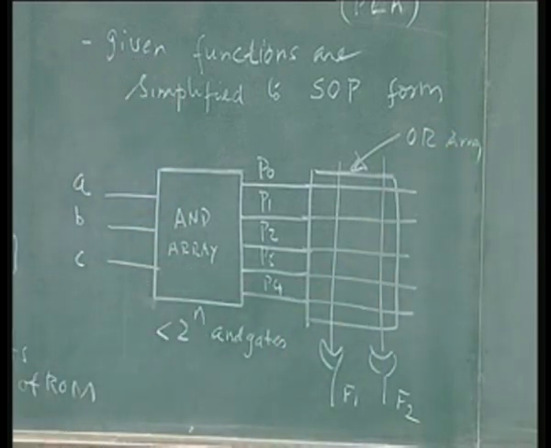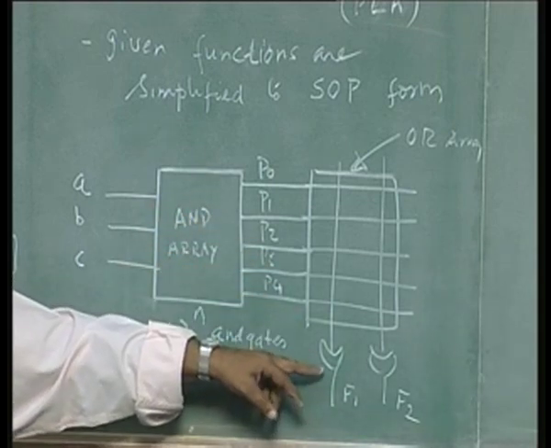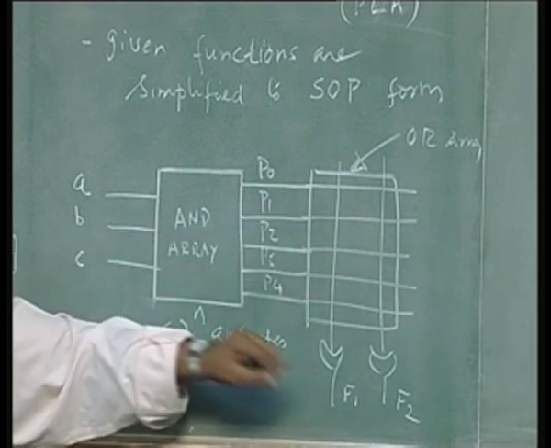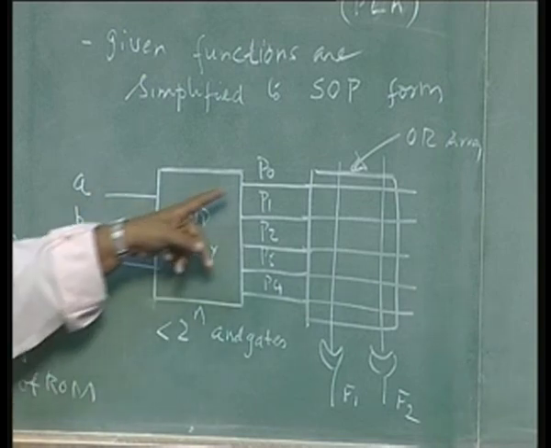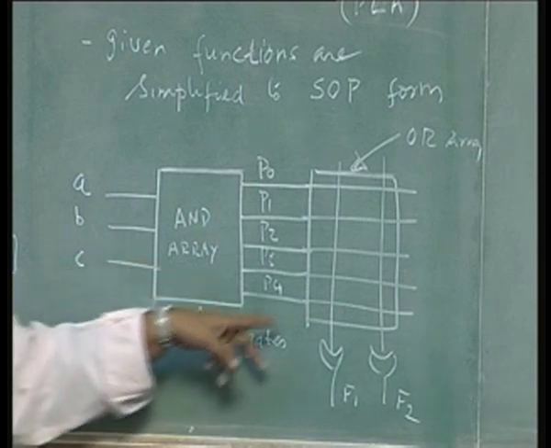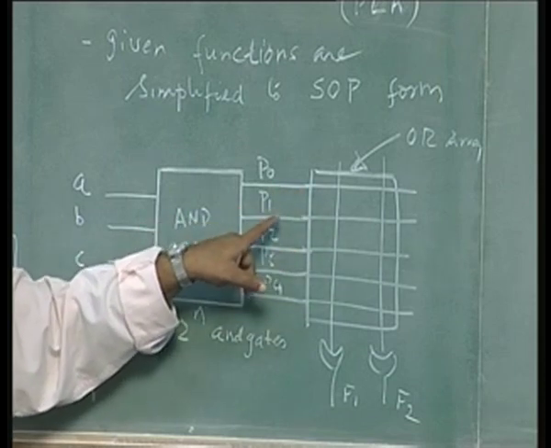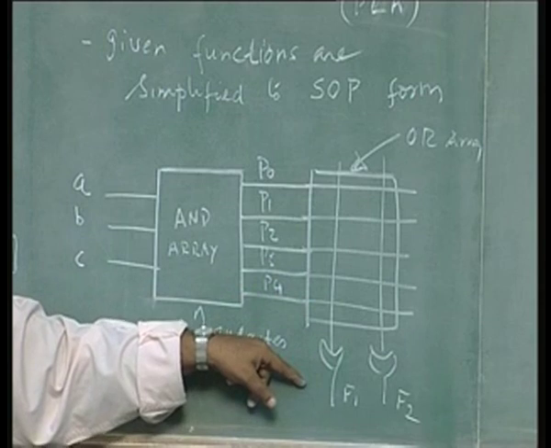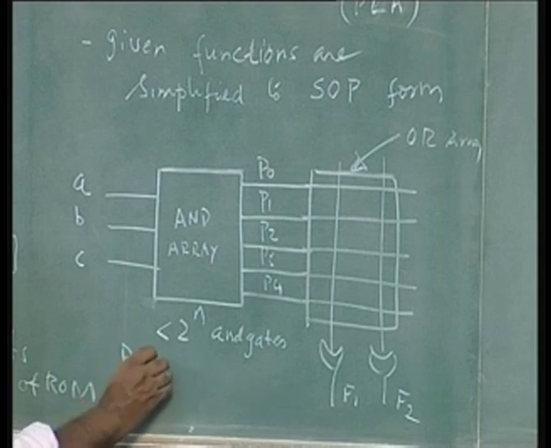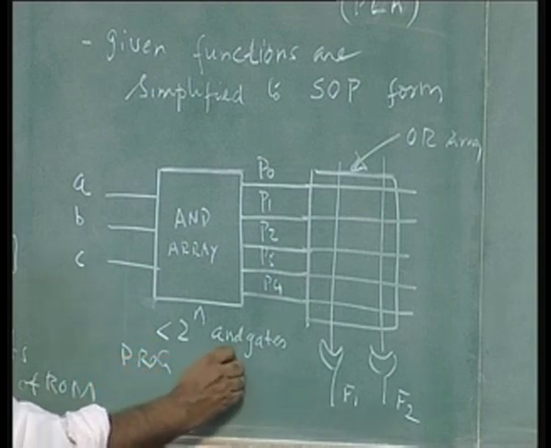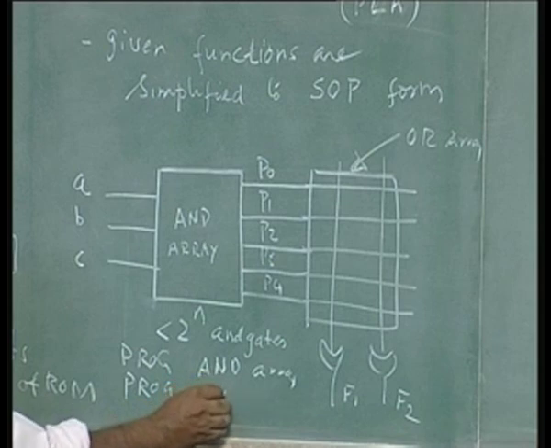So, instead of having a fixed AND array which will generate all the min terms and a programmable OR array in which I program the inputs of the OR gate, I am going to have a programmable AND array in which I will program the product terms the way I like, and combine them again in a programmable OR array, by which I can selectively use the generated product terms to realize my outputs. So, this is called a programmable AND array and programmable OR array.